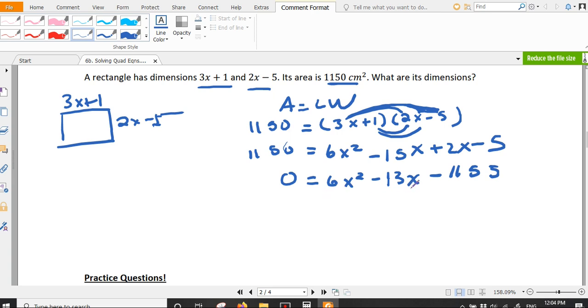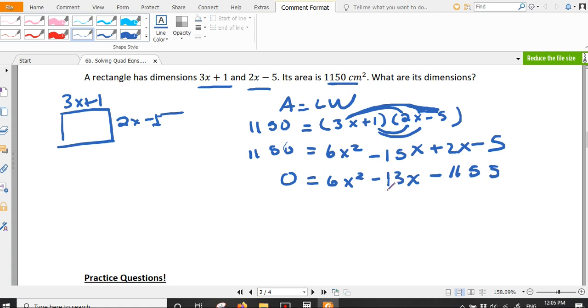we are supposed to factor this, but we can't, can we? I mean, we could try to common factor, but clearly that's a 13, so that's not going to happen. We can't use simple factoring because that's a 6. Now we could try complex factoring, but we would need two numbers that will multiply to give me what 1155 times 6 is, which is 6,930, but at the same time add to give me 13. And that's going to be a bit of a stretch, okay?